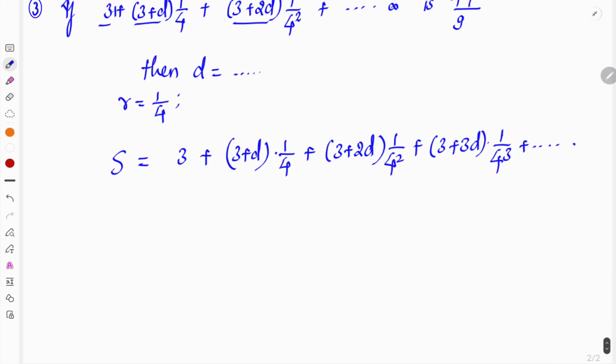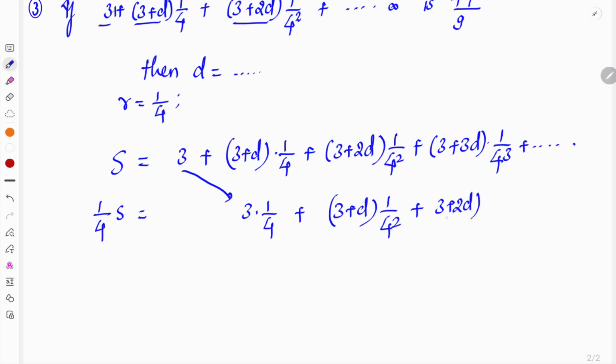Okay, let's see here. Again you will be multiplying by 1 by 4, so multiply S by 1 by 4 and shift the terms. Okay, shift the terms. So 3 I need to write here. In this one I will multiply by 1 by 4, so 3 into 1 by 4. Now the next term 3 plus d, into 1 by 4 already there, again multiplied by 1 by 4, so 1 by 4 square. So actually you can see subtractions are easy: 1 by 4 square, 1 by 4 square. Next will be 3 plus 2d into 1 by 4 cube, and plus dot dot dot.